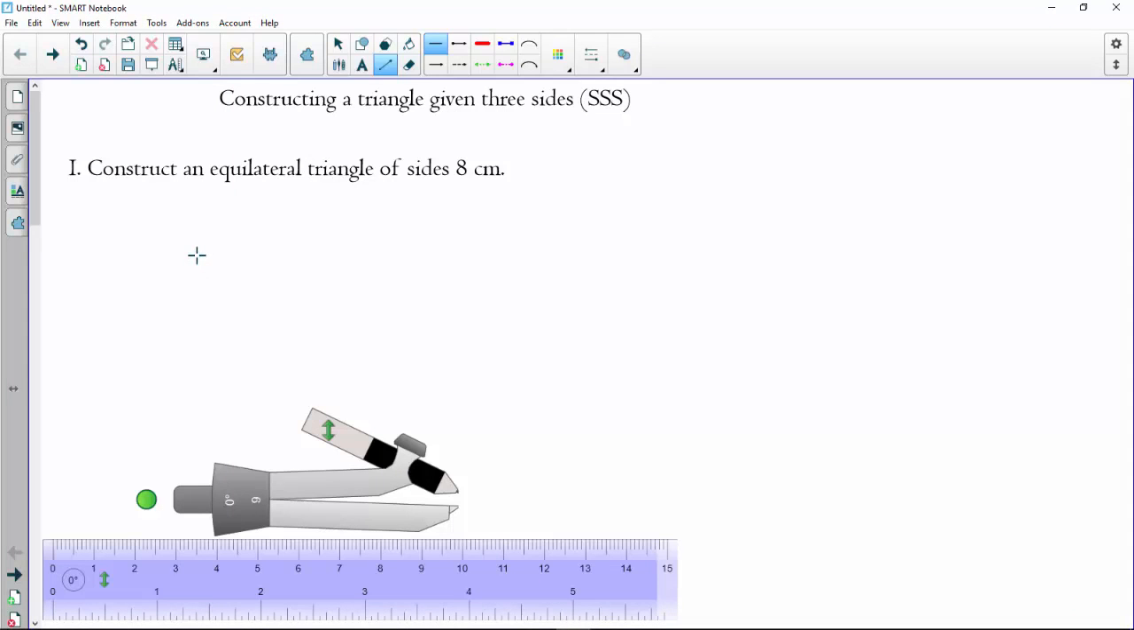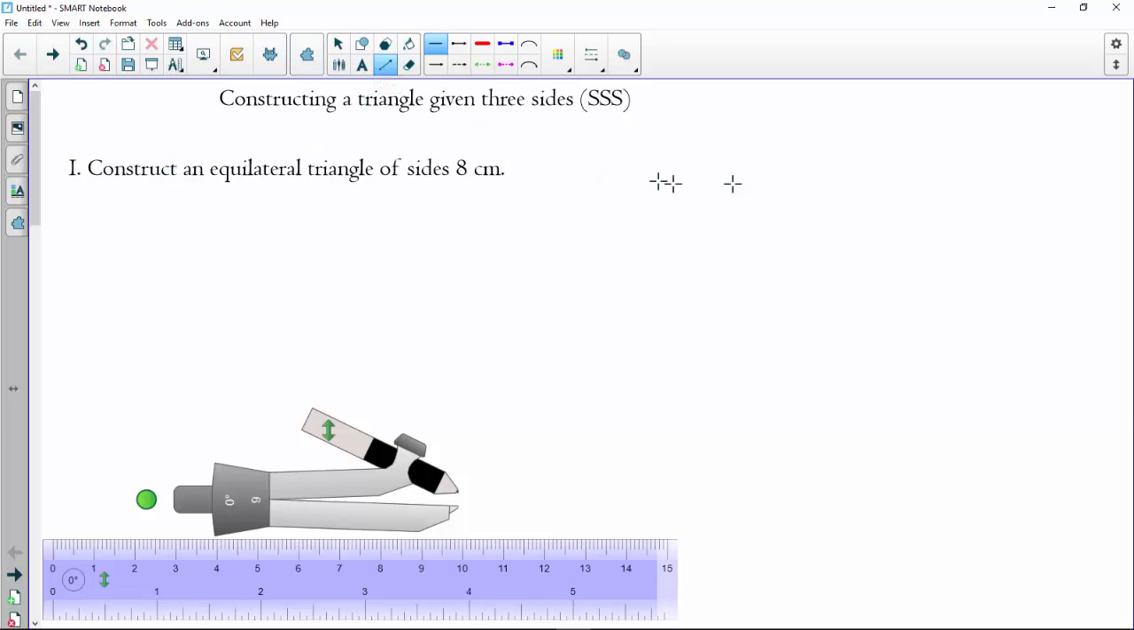Now, in any construction, the first thing we should do is to actually draw a sketch of what we think the construction will look like. So in this first case, we have construct an equilateral triangle of sides 8 centimeters. Now, an equilateral triangle is a triangle where all the sides are equal.